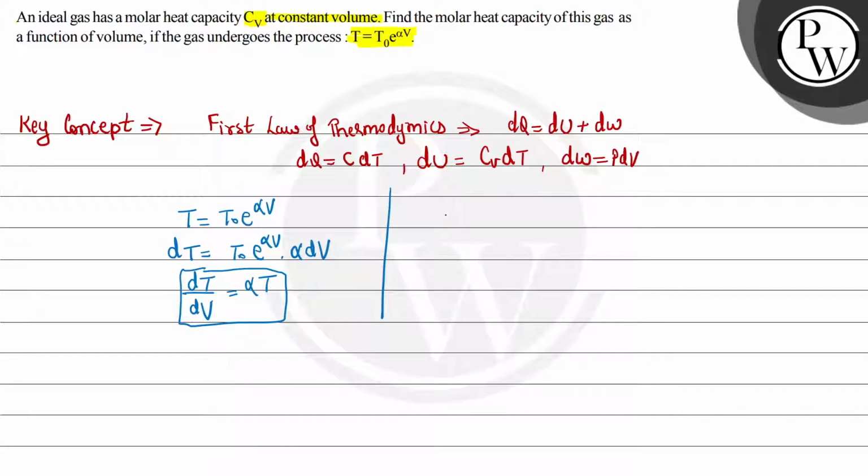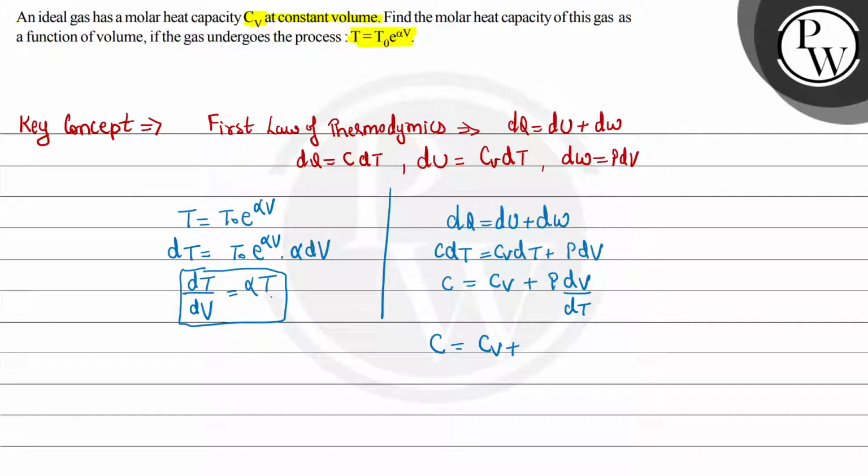So how can we use this equation here? We are using the first law of thermodynamics. dQ is equal to dU plus dW, so just put the values here: C into dT is equal to Cv into dT plus P into dV. We can divide the whole equation by dT, and we get C is equal to Cv plus P dV by dT. Are you getting my point, everyone? We can write it like this.